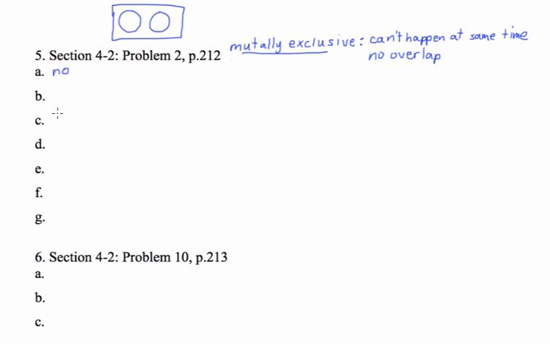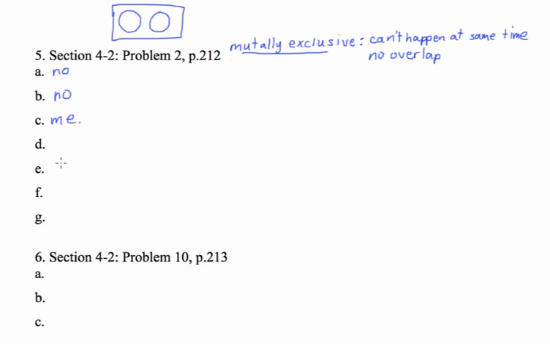B, roll a die. Get a prime number, get an odd number. Well, 3 and 5 are both primes, and 3 and 5 are both odd, so those could happen at the same time. So that's not mutually exclusive. C, roll a die. Get a number greater than 3, get a number less than 3. Those things never happen at the same time. That is mutually exclusive.